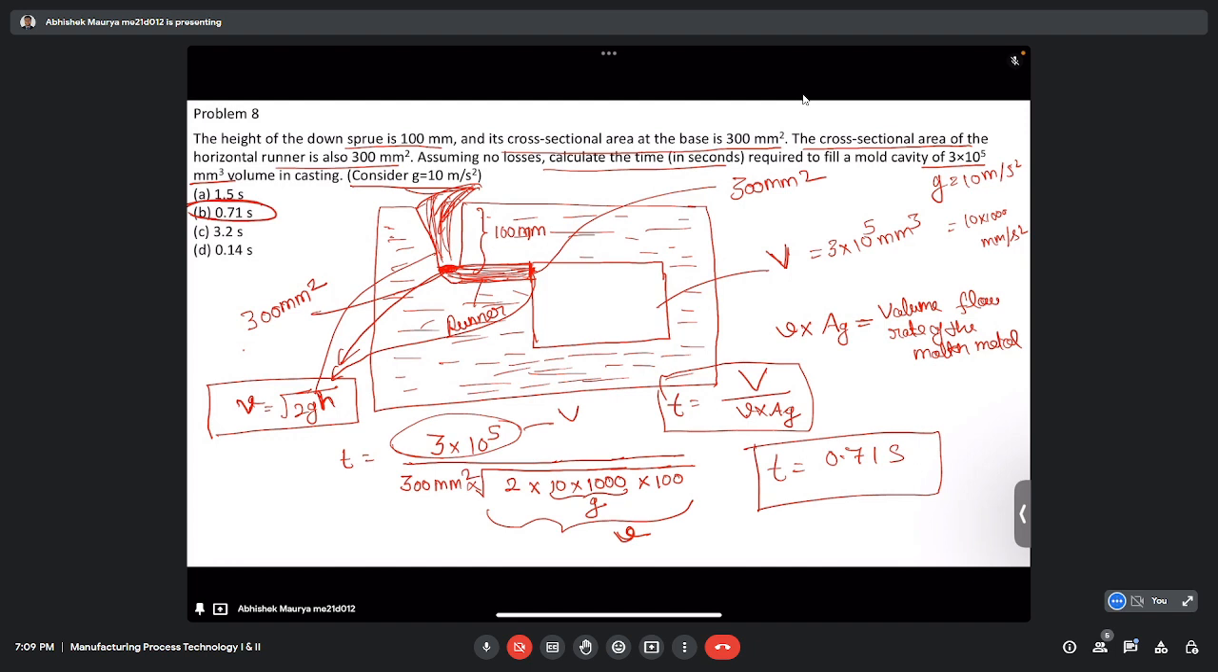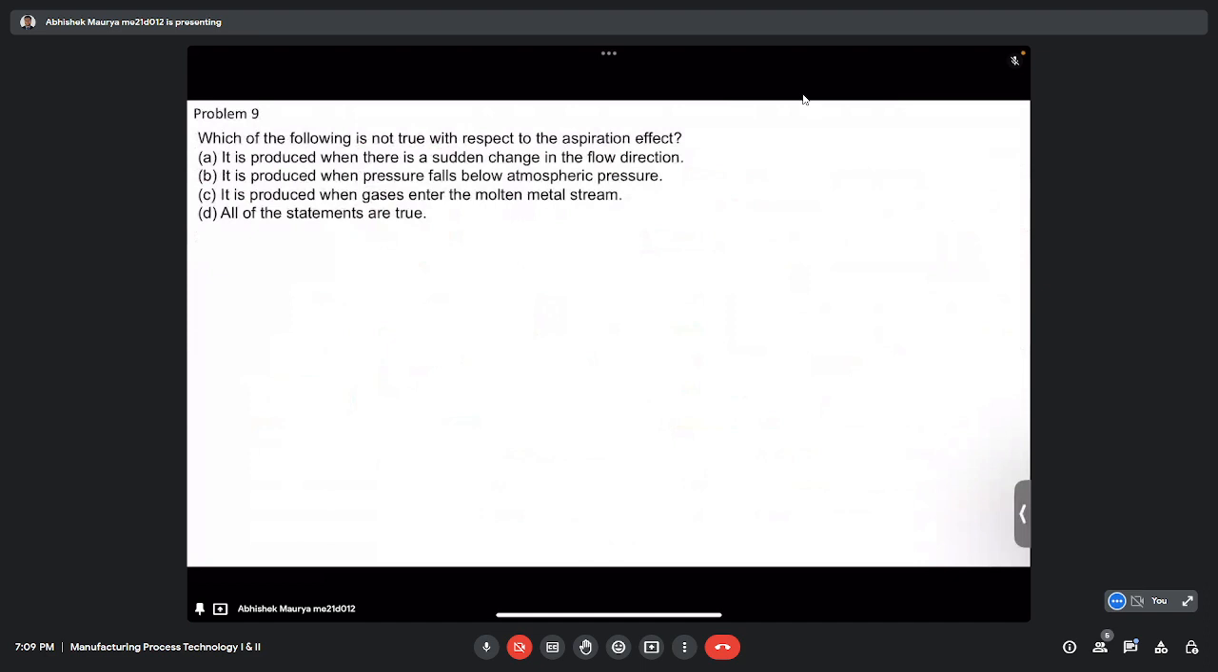Okay, it seems there is no doubt. So we can move to the next question. Even if you have any doubt, you can ask me later also. Please read the question and try to give the correct answer for this. You can write your answer in the chat box.